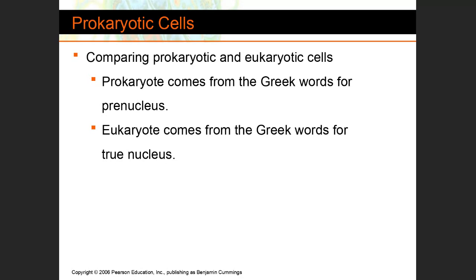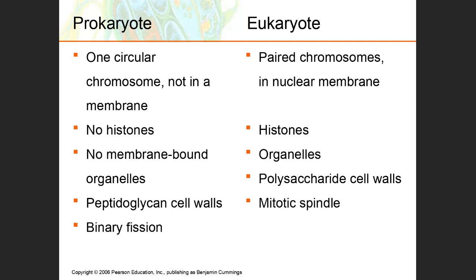Now prokaryotes are also missing all of the membrane-bound organelles like the Golgi, endoplasmic reticulum, mitochondria, chloroplasts. Those are not found in prokaryotic cells. So for some comparisons, prokaryotes just have one circular chromosome. And of course, it's not enclosed by the nuclear membrane. It's simply in the cytoplasm.